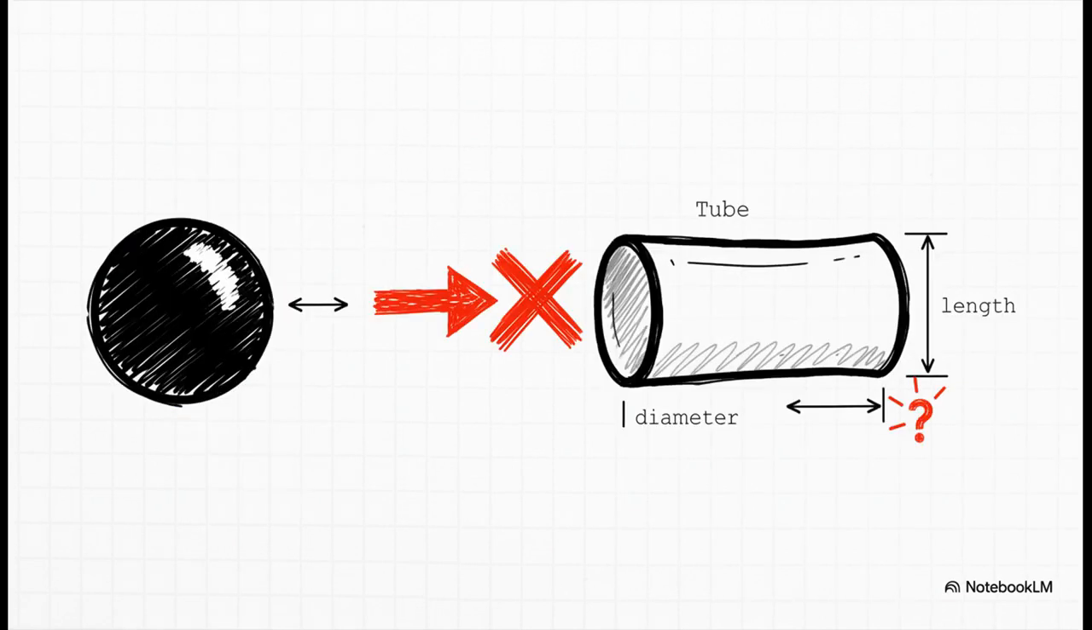But, and this is crucial, you can't do it the other way around. A ball object doesn't have that length property that the tube type needs. The shape just doesn't fit. And this is where TypeScript saves your bacon. It catches this mismatch right away and tells you a property is missing, preventing a nasty bug down the line.